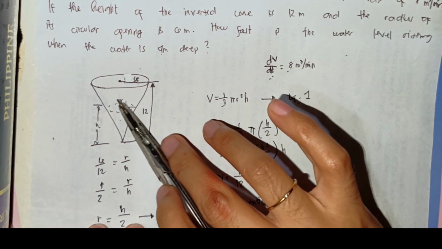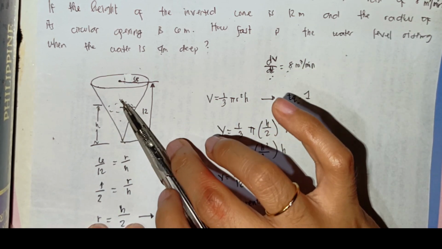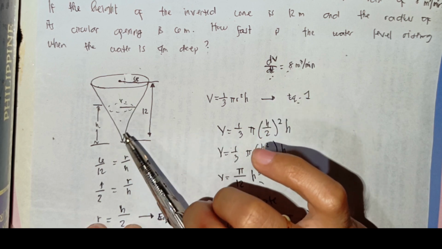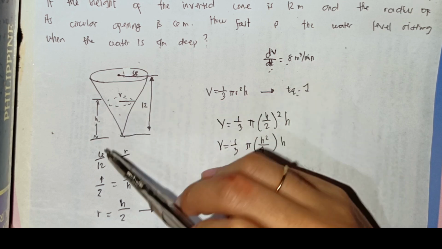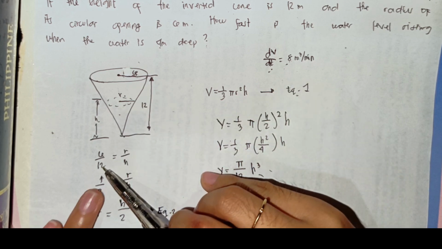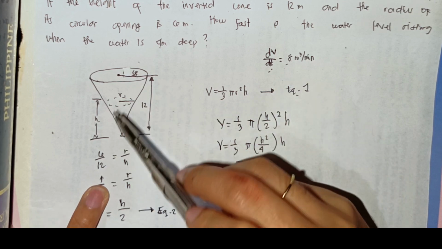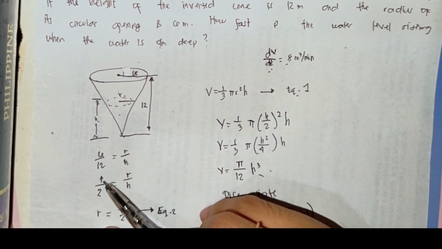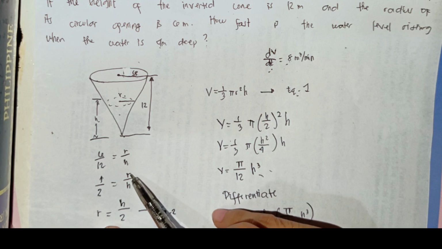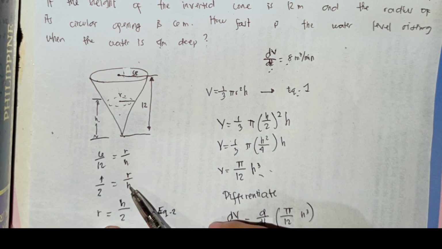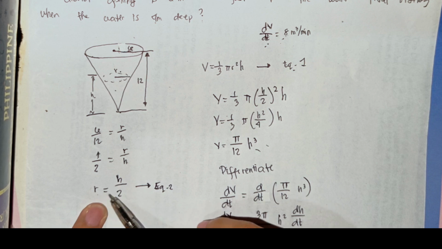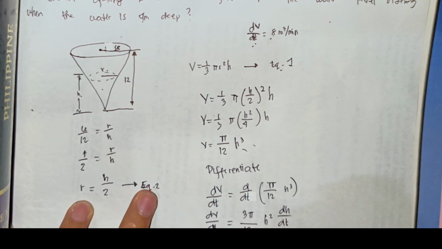If this is the water level, this is the radius, and this is the height, then by ratio and proportion, 6 divided by 12 is equal to r divided by h, which is 1/2 equal to r over height. And we express the radius as r is equal to h over 2. This is equation number 2.